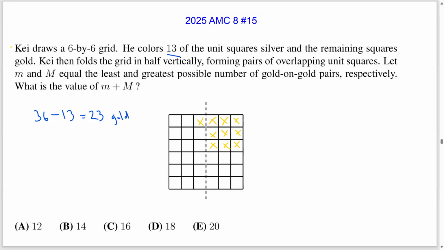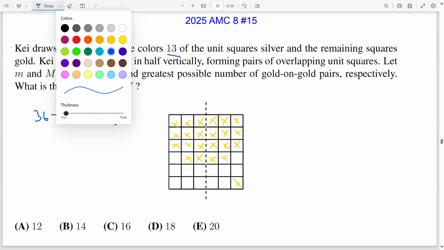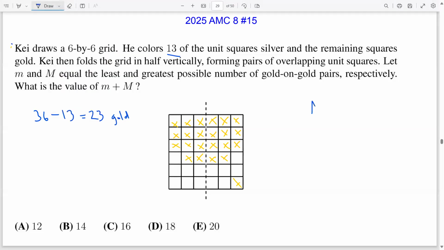And so one way of doing that is to simply color these squares gold. We have one more, but that's not going to make a pair. So this proves that 11 is the maximum number of gold-on-gold pairs. So we will write this down.